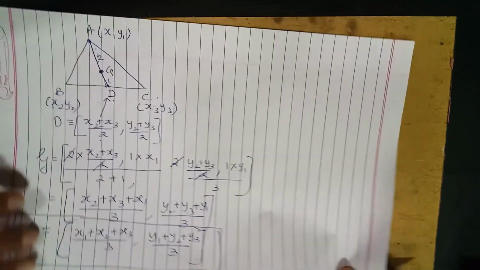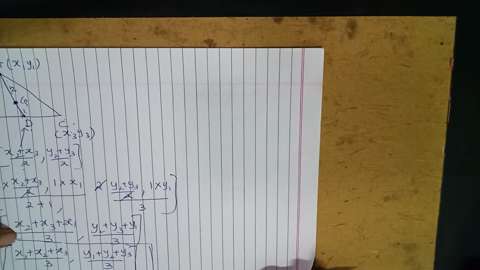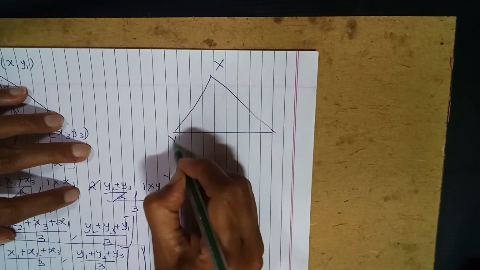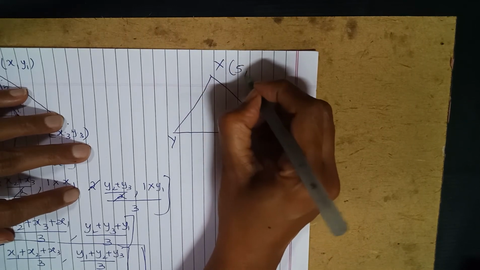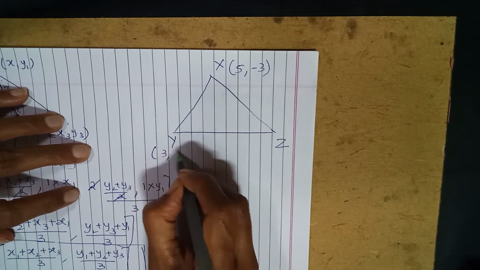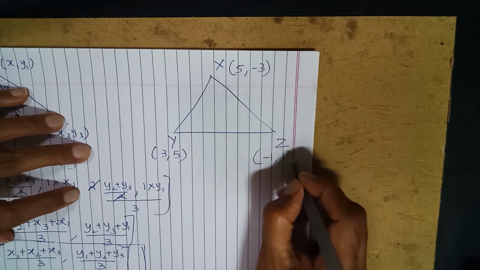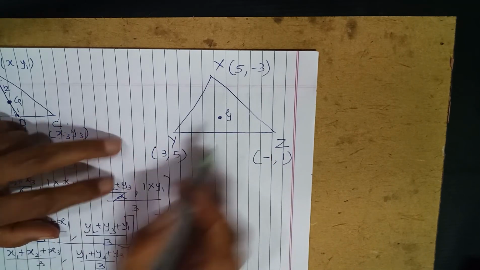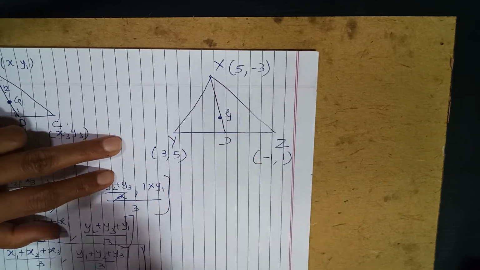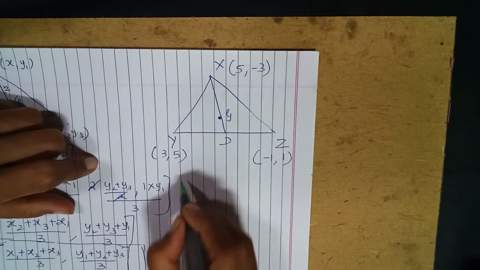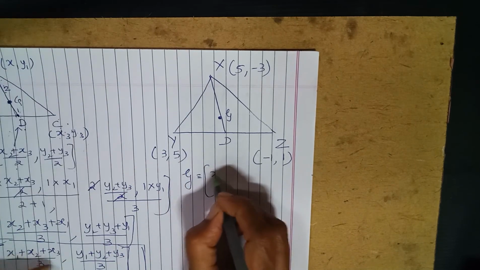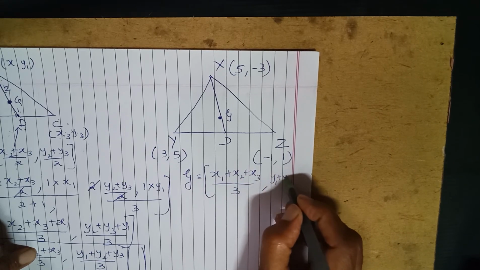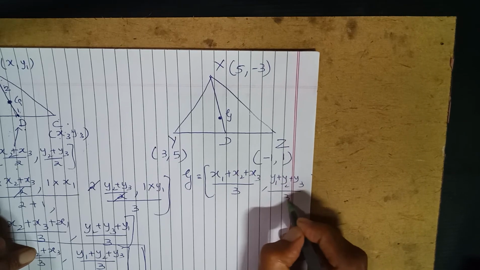How did we get this formula? By using the midpoint and the section formula. So let's say I have an example. I have a triangle XYZ where X is 5, minus 3, Y is 3, 5 and Z is minus 1, 1. Now the question is, find the coordinates of the centroid G, right? So let us say this is my median XD and G is a centroid. So directly we can use the formula which we just now derived, x1 plus x2 plus x3 upon 3, y1 plus y2 plus y3 upon 3.